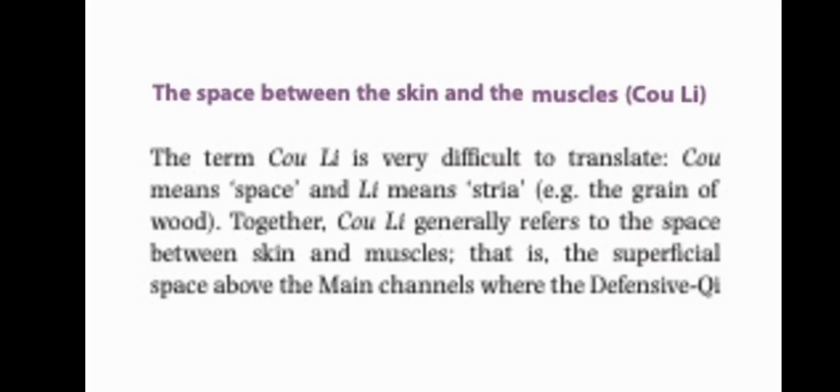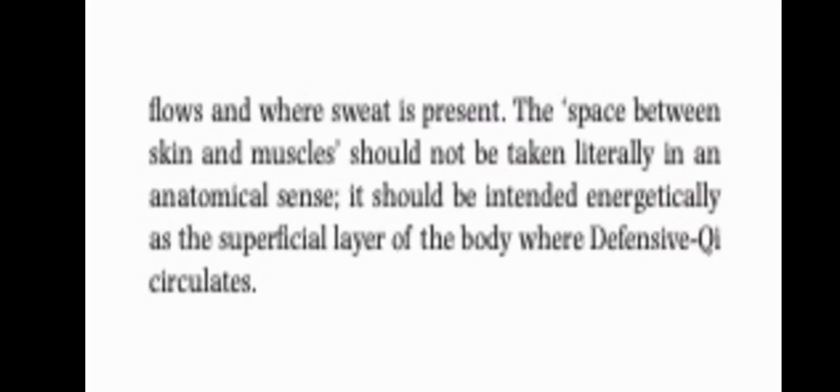The space between the skin and the muscles is a coolie. The term coolie is very difficult to translate. Ku means space and li means stria. Together, coolie generally refers to the space between skin and muscles. That is, the superficial space above the main channels where the defensive qi flows and where sweat is present. The space between skin and muscles should not be taken literally in an anatomical sense. It should be intended energetically as a superficial layer of the body where defensive qi circulates.